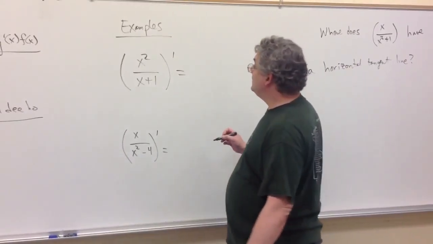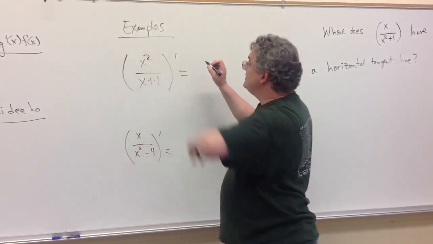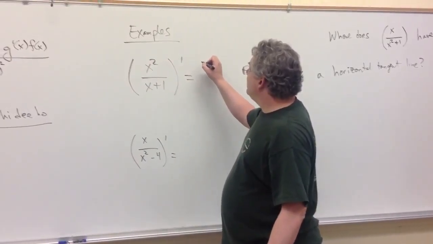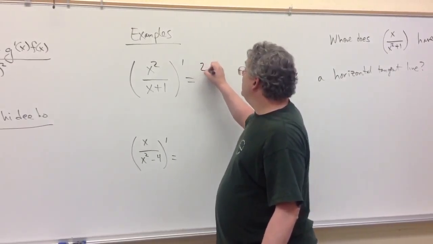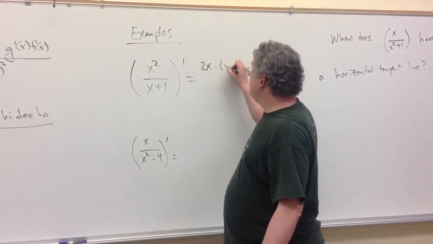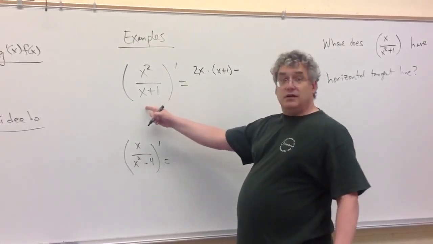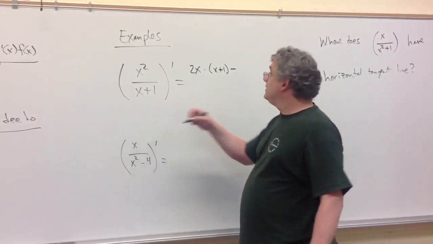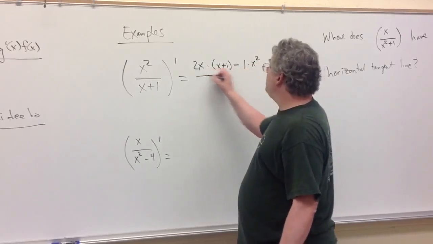Okay, hopefully you've had some time. And how do we do it? Well, it's f prime, the derivative of the top. What is the derivative of the top? X squared's derivative should by now be obvious to be 2x, times the bottom, minus the derivative of the bottom. This is x plus 1; its derivative is 1, times the top, over the bottom squared.